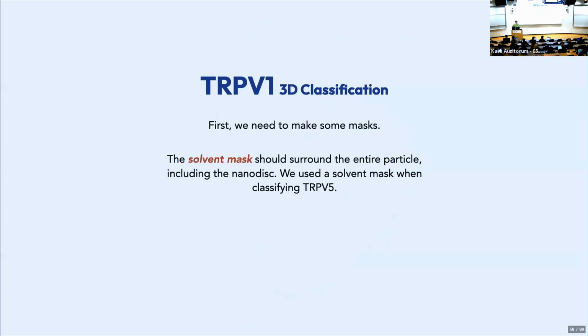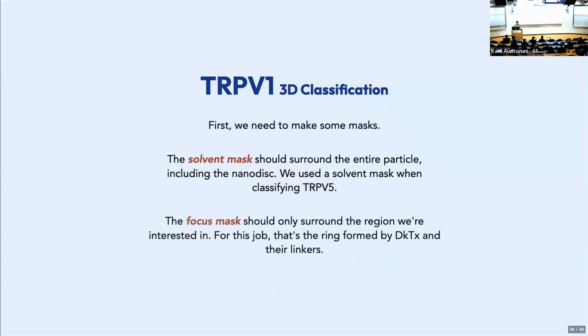So the nanodisc is really there. We want the solvent mask to be around the nanodisc. The channel is really there. We want the solvent mask to be around the channel. The focus mask now is another mask. We're using two masks for this job. The focus mask is just the part that we want to change between our different classes, okay?